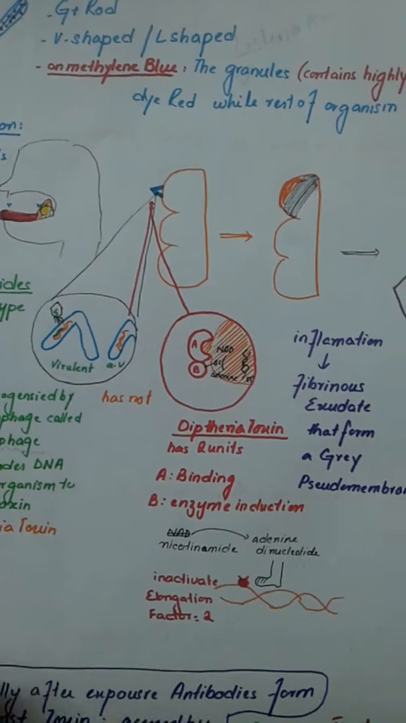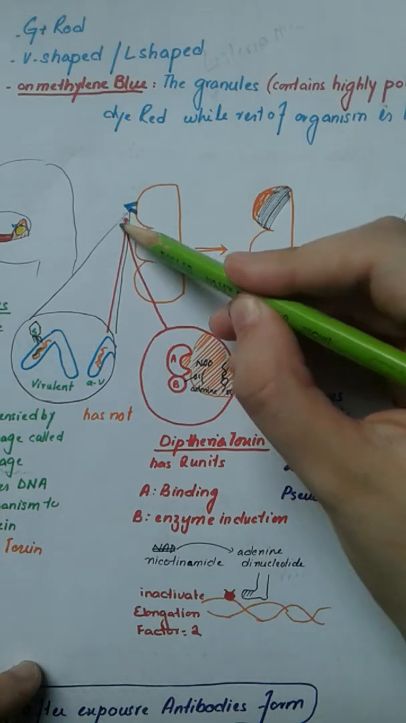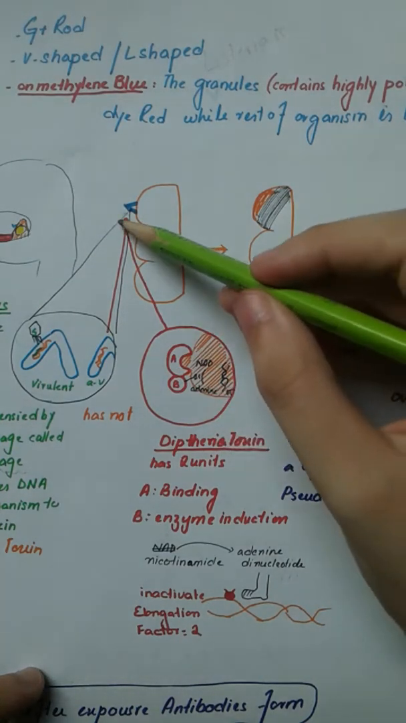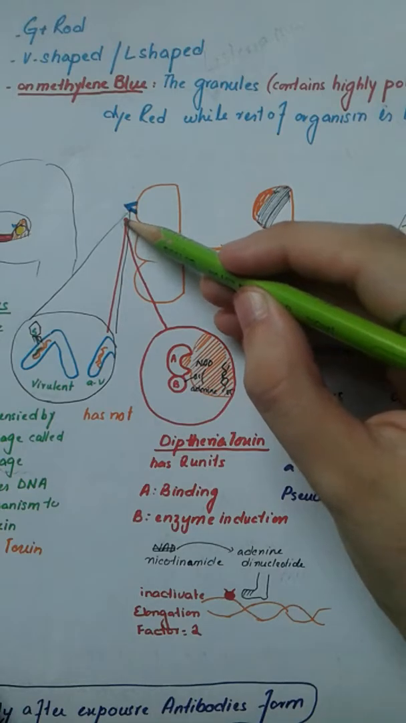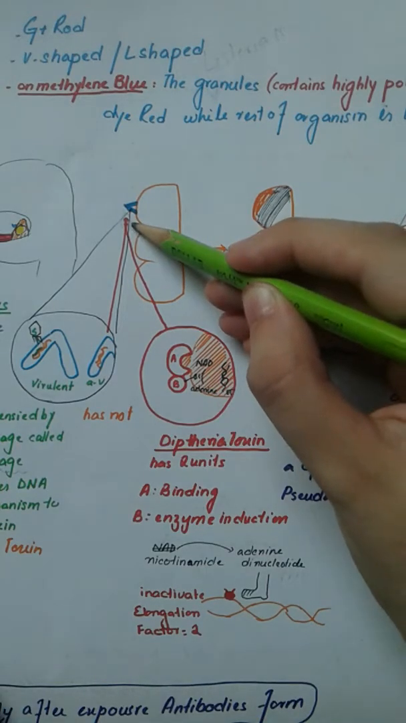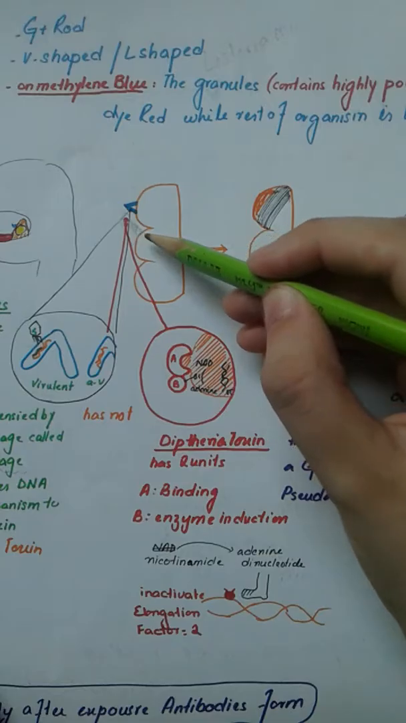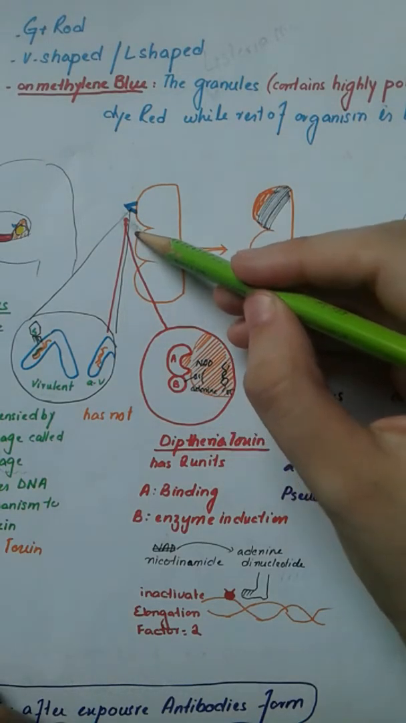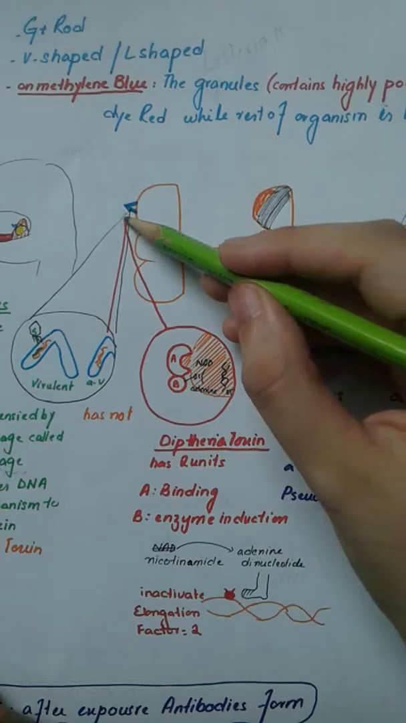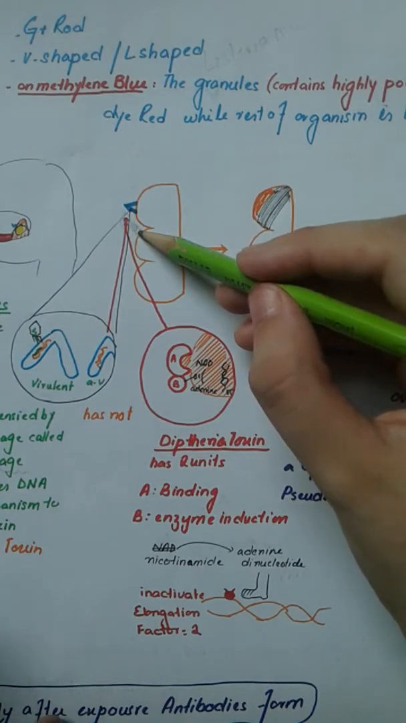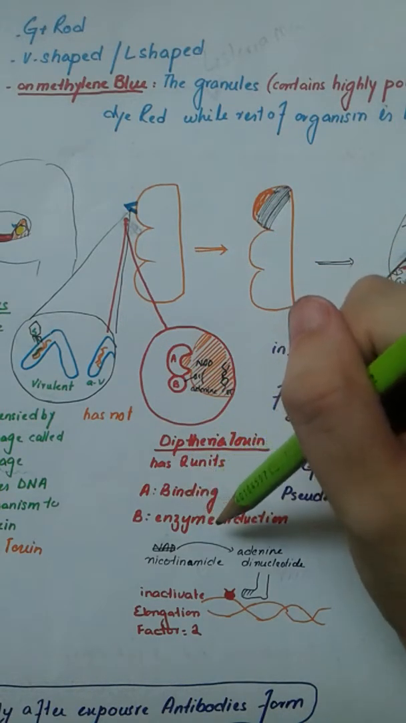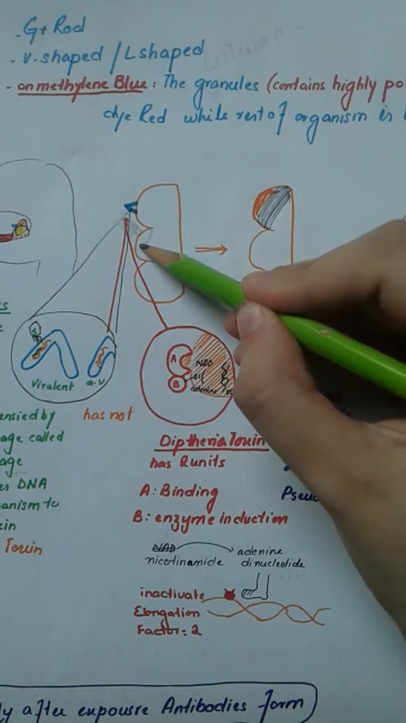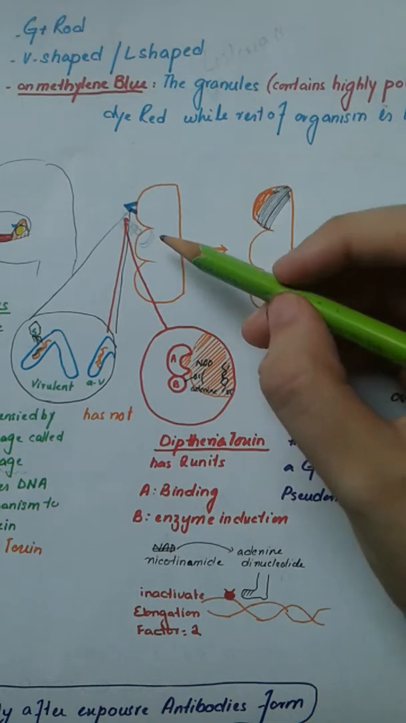So, when this organism secretes the diphtheria toxin, this toxin consists of two parts. The A part is the attaching subunit, meaning that it must bind to specific receptors with which this toxin actually binds. And then there is the B part. The B part is actually responsible for enzyme induction. It results in a specific enzymatic reaction.